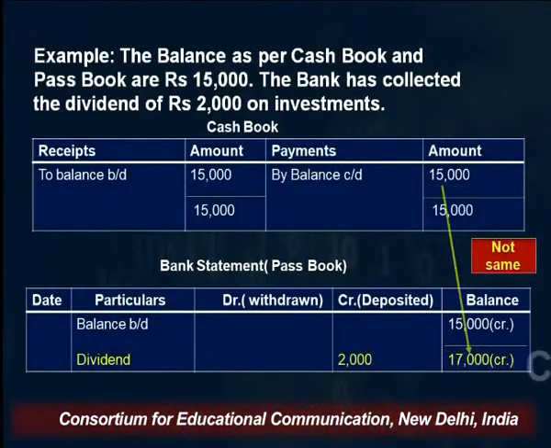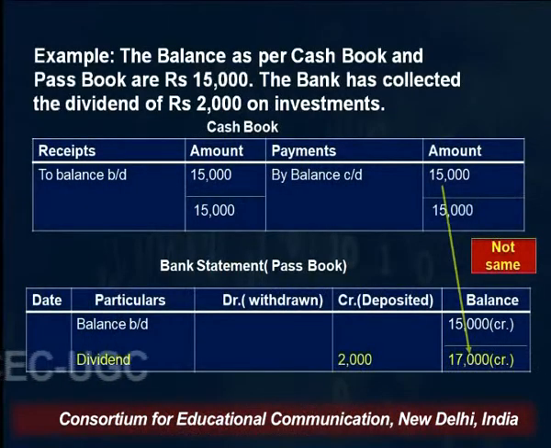But there may not be any entry in the cash book. Why will there not be any entry? Because we were not aware that the interest or dividend was received on some securities. The moment it is received by the bank, it is depicted in the passbook. And we were not aware of these transactions, so we have not recorded these entries in the cash book. So again, there will be a difference. The balances of the cash book and passbook here are 15,000.